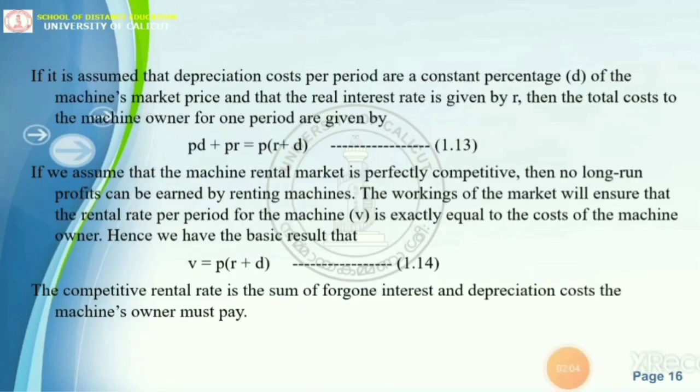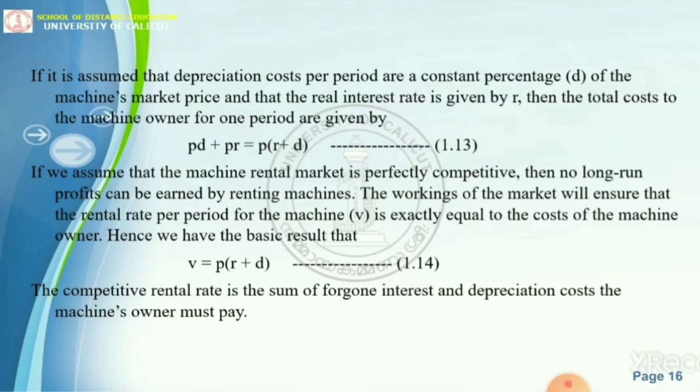If it is assumed that depreciation cost per period is a constant percentage, that is D, of the machine's market price, and that the real interest rate is given by R, then the total cost to the machine owner for one period is PD plus PR, which is equal to P times R plus D. If we assume that the machine rental market is perfectly competitive, then no long-term profit can be earned by renting machines. The working of the market will ensure that the rental rate per period for the machine, V, is exactly equal to the cost to the machine owner.